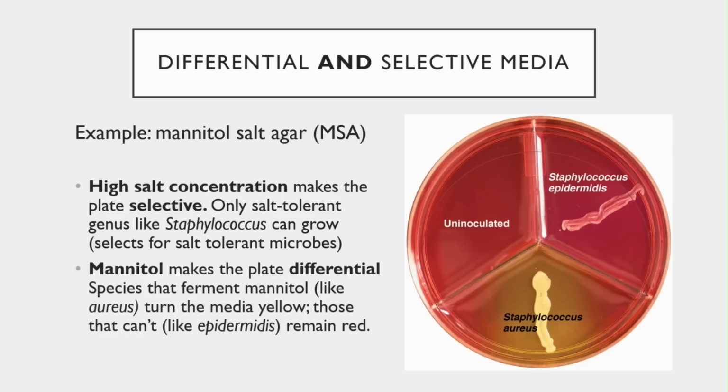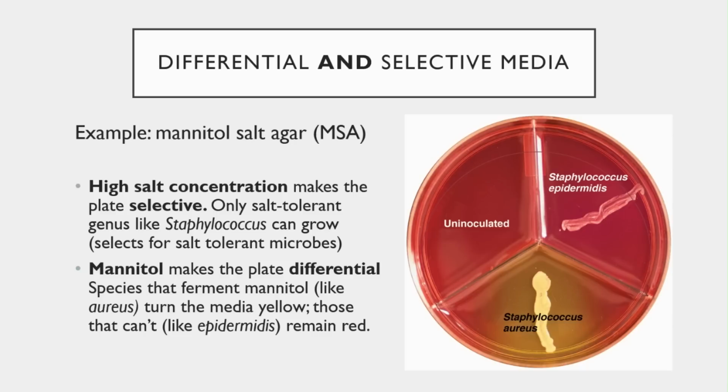The ingredient mannitol allows the plate to be differential. Mannitol is a type of sugar, and added to this plate, in addition to it, is a compound called phenol red, which is a color indicator. Phenol red turns yellow when the pH drops below 6.8. And if you remember in that image I showed you of the wort being turned into beer during fermentation, as the sugars get consumed during fermentation, acids can be produced by certain microbes.